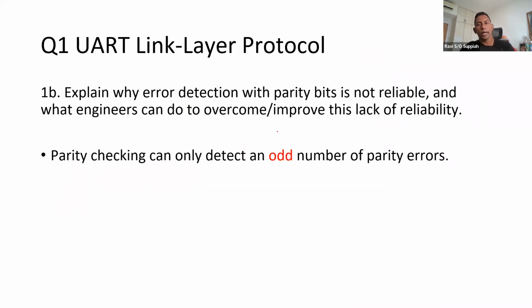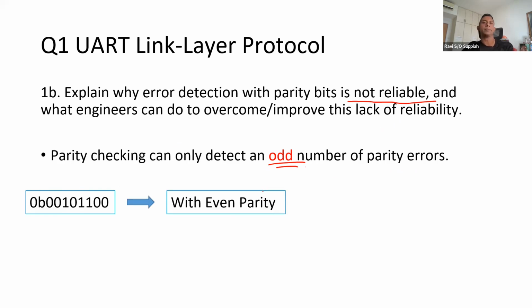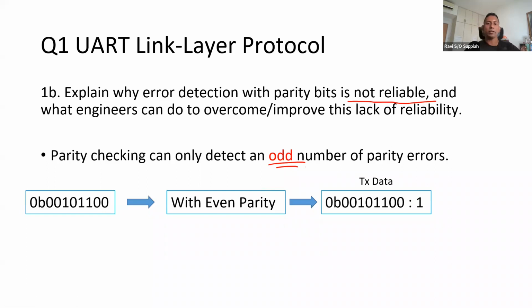Even though we have this, it is still not reliable. Why is it not reliable? Because parity checking can only detect an odd number of bit errors. What do we mean by that? If I take this data packet here and I say I'm using even parity, that means I expect an even number of ones. When I transmit the data, since I have 3 ones over here and I expect even parity, I add an additional 1. So I have a total of 4 ones in the whole data packet.